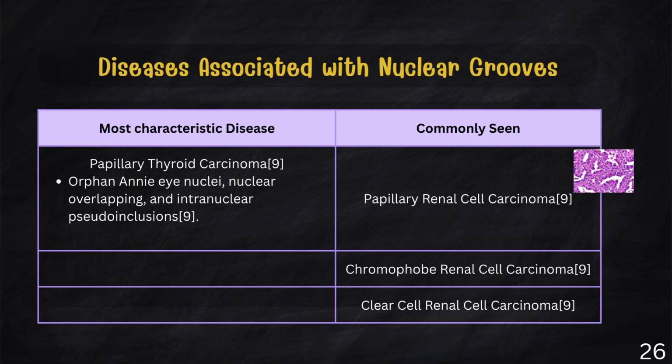Another important finding was that higher nuclear groove scores were associated with a higher Fuhrman nuclear grade, which indicates more severe nuclear atypia or a more aggressive tumor appearance. However, the study also showed that nuclear groove alone did not predict patient survival. Instead, high intranuclear inclusion scores were associated with a poorer prognosis in clear cell renal cell carcinoma. Overall, this study demonstrates that nuclear grooves are valuable for diagnosis and tumor classification, but they should not be used alone to predict patient outcomes.